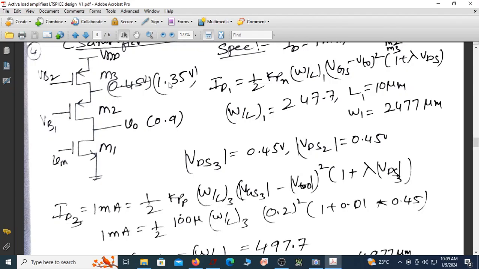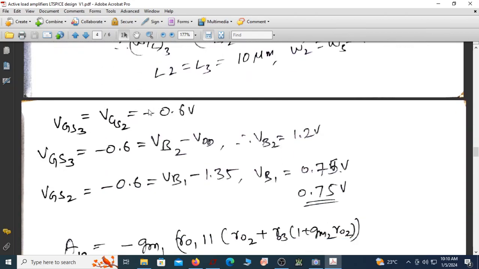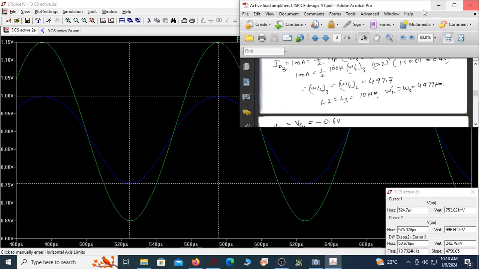Here you have it as 1.35, and this should be 0.6 less than this. So that's what you have. Can you see now? VGS3 is equal to VGS2 is equal to minus 0.6. VGS3 is actually this value. So I think you are getting what I'm trying to say here.